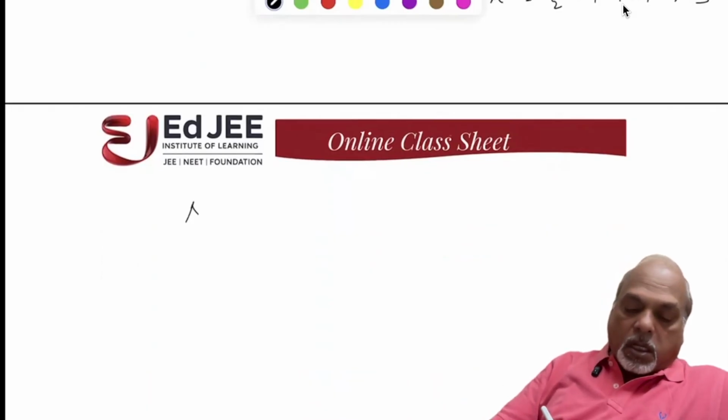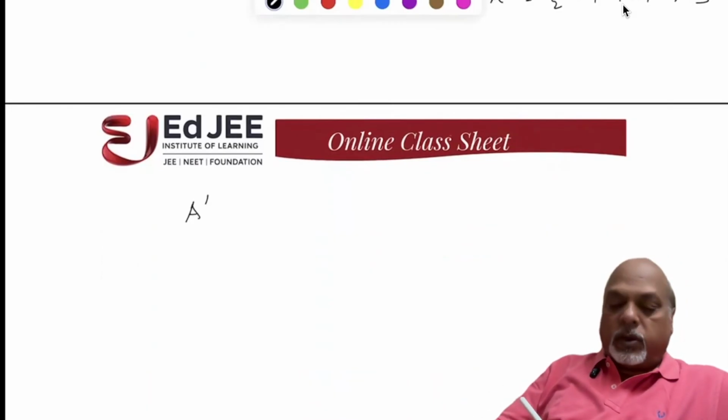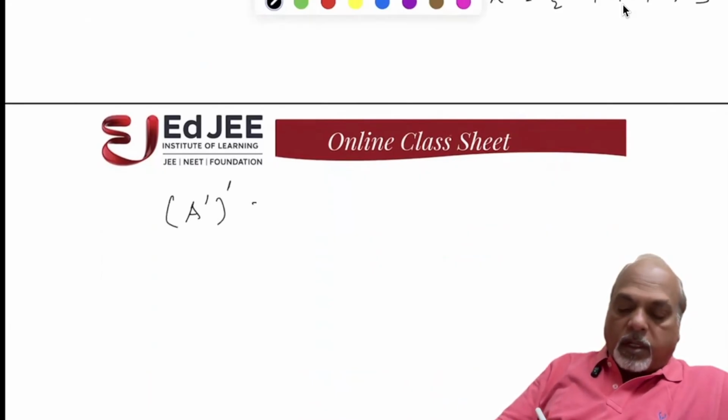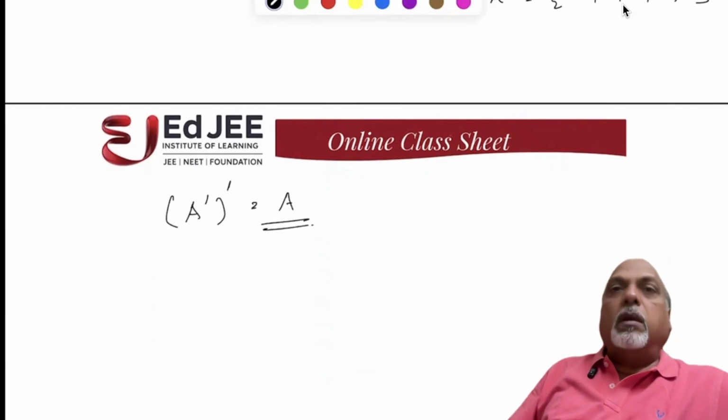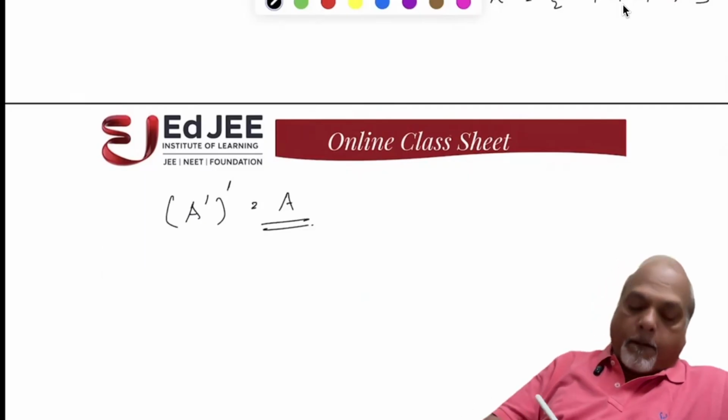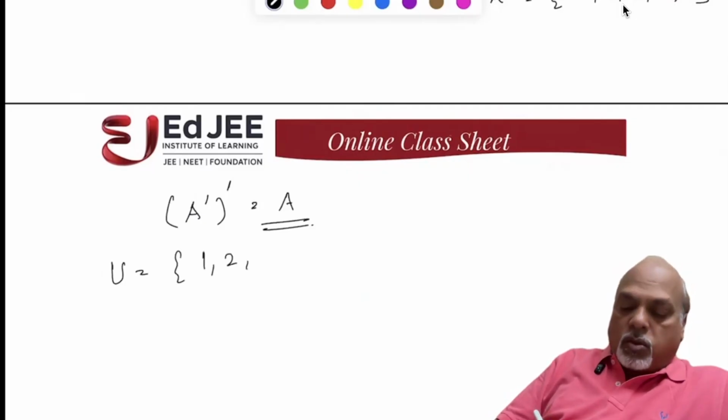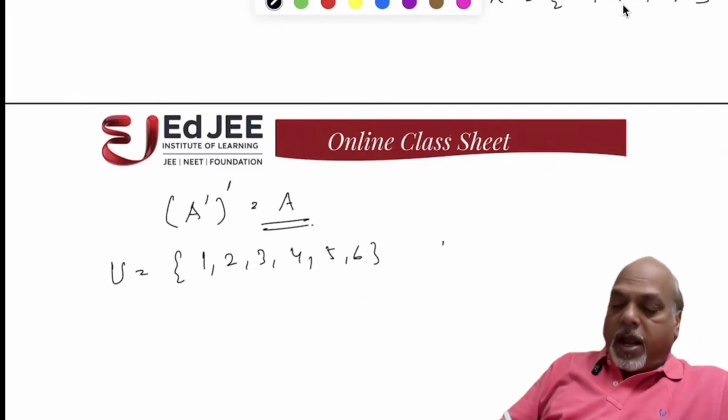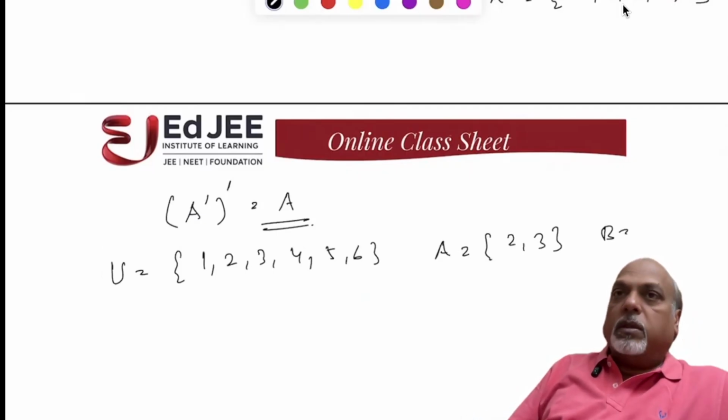Naturally, if you take the complement of the complement of this set, it is nothing but the set itself. Correct? Let us take an example. Suppose U is 1, 2, 3, 4, 5, 6, and A is 2, 3, and B is 3, 4, 5.